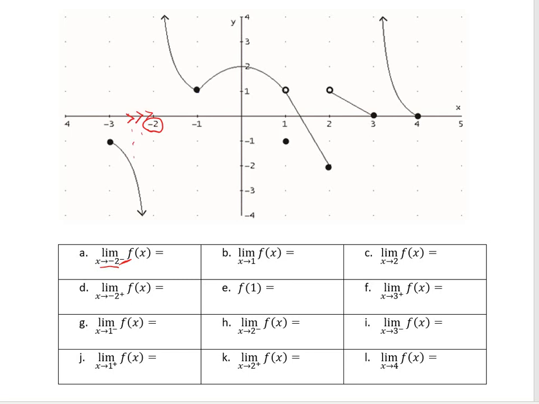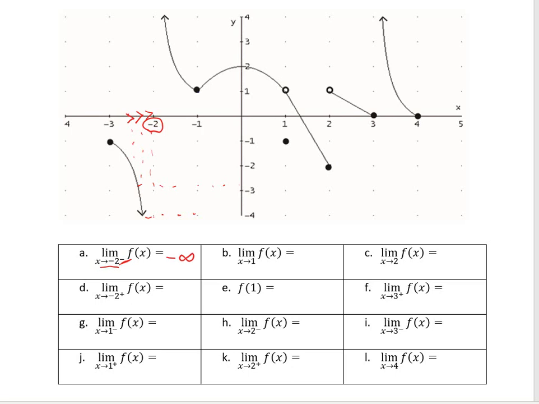As we approach from the left-hand side, what I'm noticing about my y values is that they are getting really small. So they're going down, and they're going down really quick. It looks like they're going to -infinity.